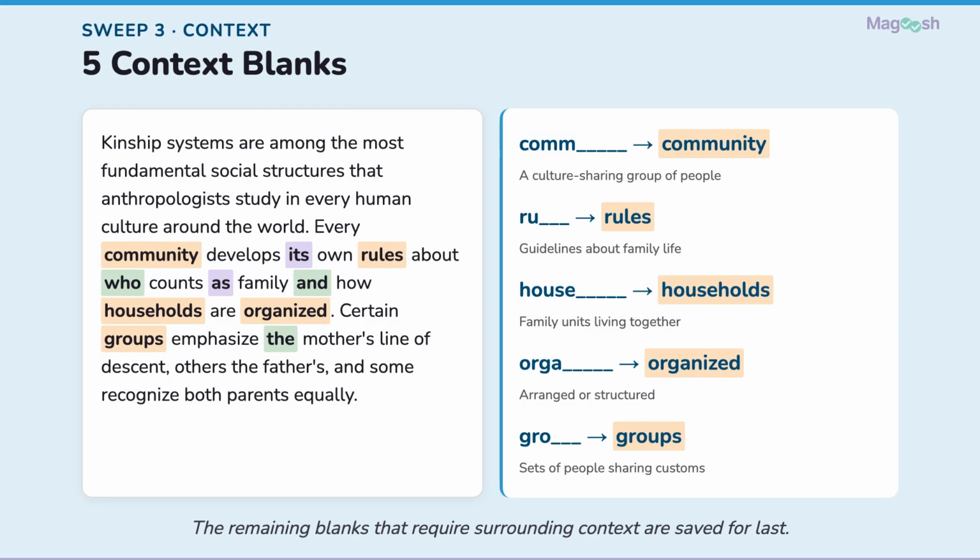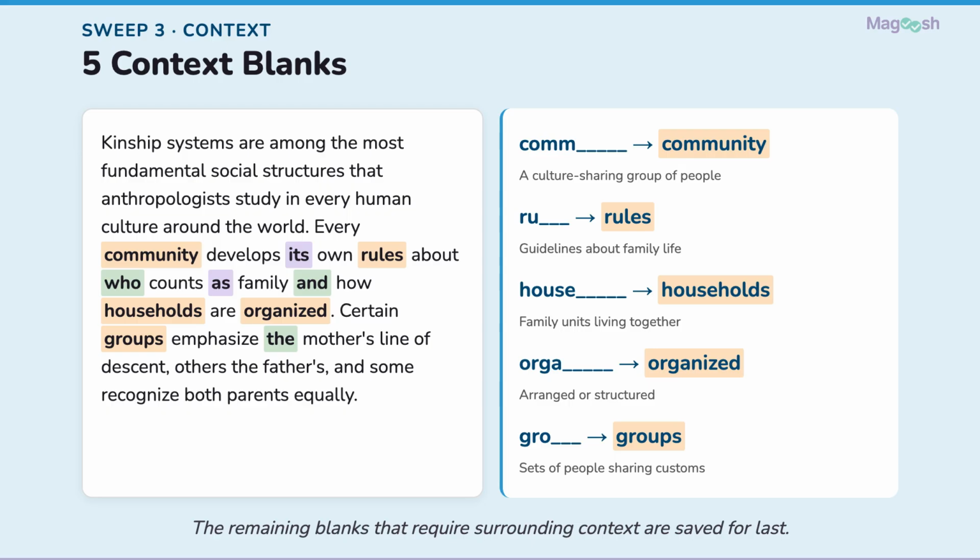In the first sentence, you may not know the word kinship, but you probably know the word system. We then get some additional clues shortly thereafter: social structures and human culture. And in the final sentence, we see how mothers or fathers may get emphasized more. So overall, this passage is talking about how different cultures view and structure family units. That's the topic in one sentence. With that in mind, we're now better armed to tackle the remaining missing words.